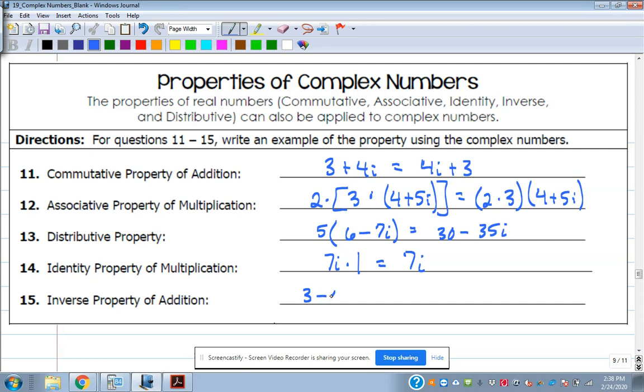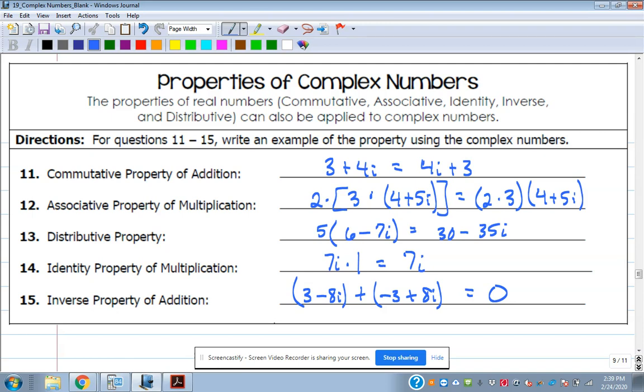So what would be the inverse, the additive inverse to 3 minus 8i? What could I add to it and get 0? Because that's what the inverse does in addition. It'd be negative 3 plus 8i. Is that what you said? Okay. I'll write it how you said it. That's plus 8i. Opposite sign. So the inverse for addition is opposite signs.